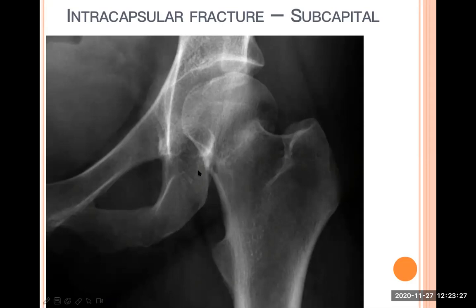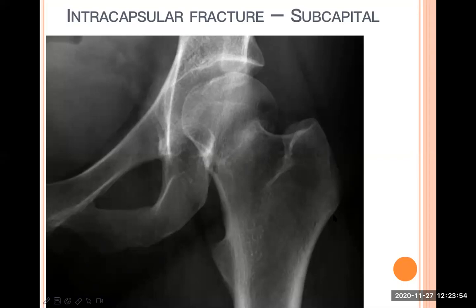Now just pay attention here. Yes, there is no straight line here. See, this fragment is coming a little bit distally, a little bit on this side, and this head is twisted. It is not properly aligned. So this is a clear-cut case of something wrong going on here. Okay, so this is an impacted type of subcapital fracture. So this is how we reach the conclusion.